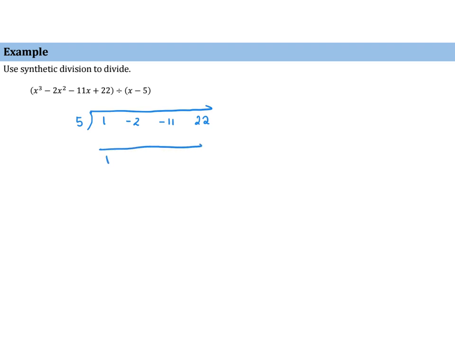So bring down the 1, multiply. 5 times 1 is 5. Add. Multiply 5 times 3, we get 15. Add. 5 times 4 is 20. And we get 42 for our remainder. So our answer is x squared plus 3x plus 4 plus 42 over x minus 5.